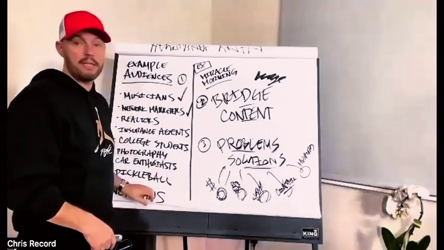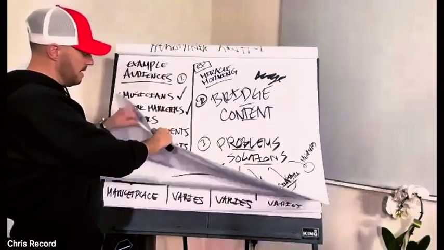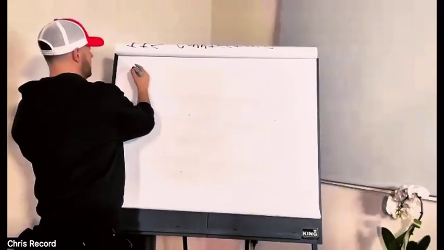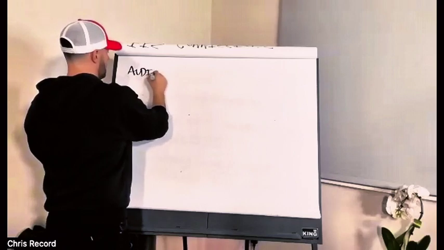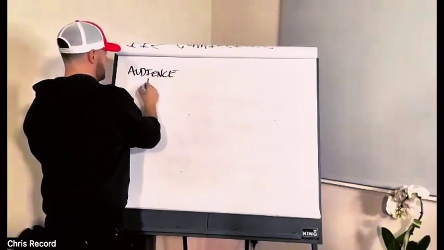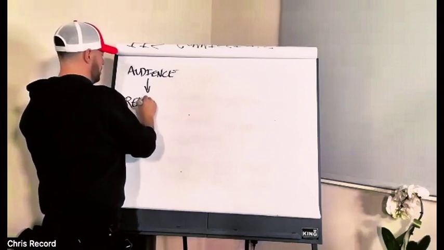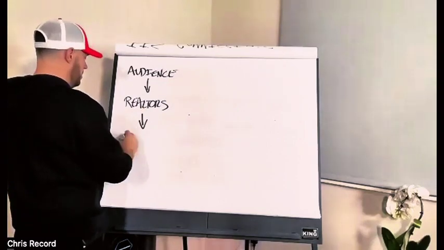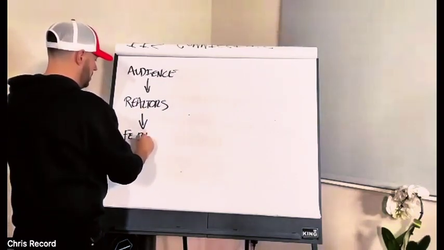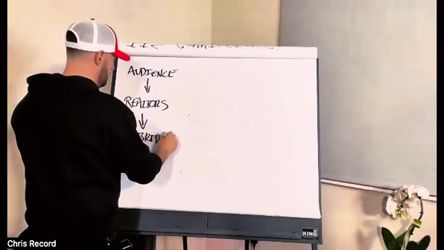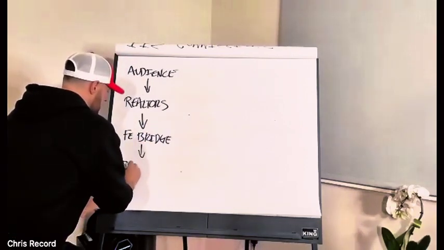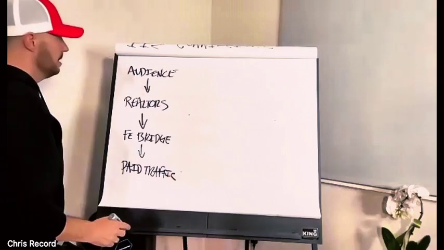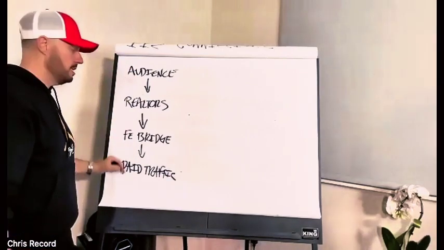So let's take any one of these. You can take any one of these concepts, it's the same thing. Okay, so you have the audience. The audience is realtors. Then you take the audience, and then you take the front end bridge, which is paid traffic. Audience, realtors; the front end bridge is paid traffic.